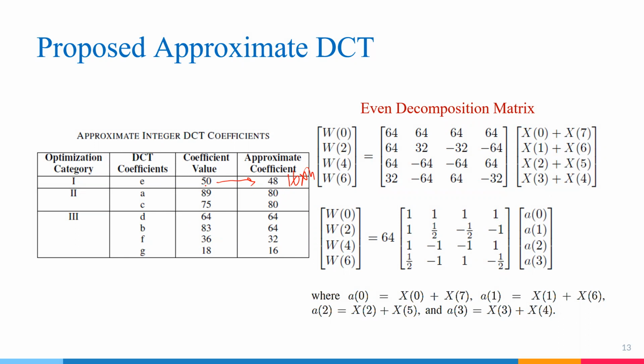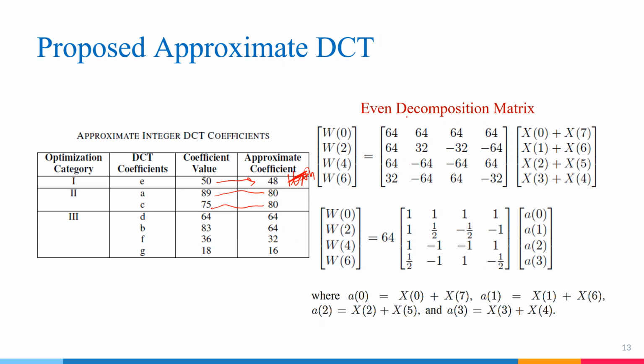Sorry, 50 is equivalent to 48, this is what we have created, and 89 is equivalent to 80, 75 is going to be 80, and 64 is going to be 64, and 83 is equivalent to 64. So this is how we have approximated our coefficients here, and 18 is equivalent to 16. The idea is that we want our coefficients to be multiples of 16, so 16 by 3 is going to be 48, like that.